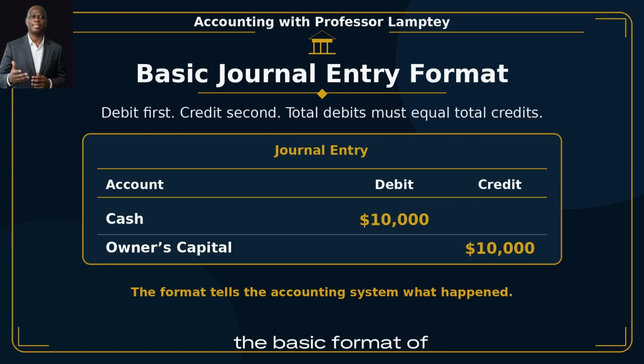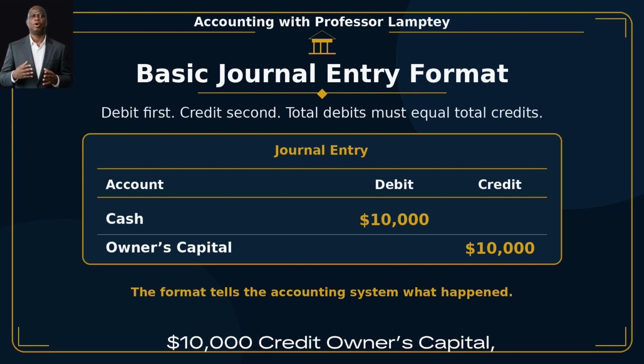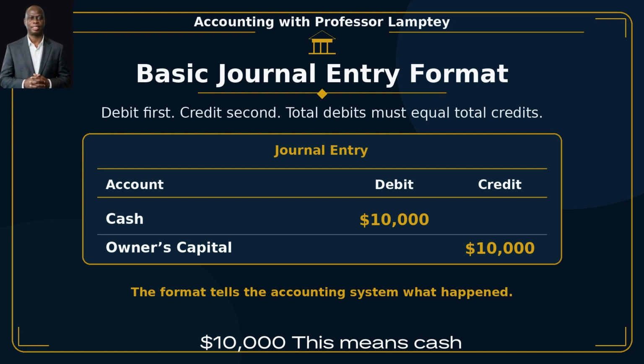Now let's look at the basic format of a journal entry. A simple journal entry has at least 2 lines. One account is debited, another account is credited. The debit is usually written first. The credit is written second and often indented slightly. For example, debit cash, $10,000. Credit owner's capital, $10,000. This means cash increased and owner's capital increased.